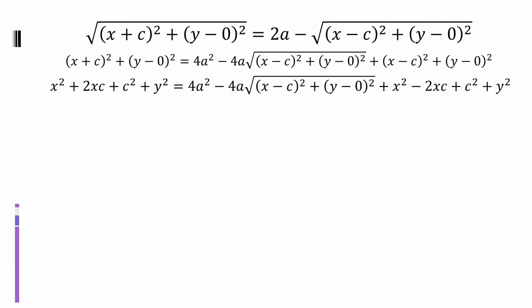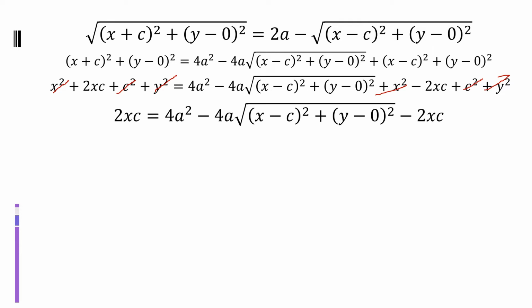And here, makikita ninyo na pwede natin i-cancel ito. Okay? Which leaves us with 2xc equals 4a squared minus 4a square root of (x minus c) squared plus (y minus 0) squared minus 2xc.